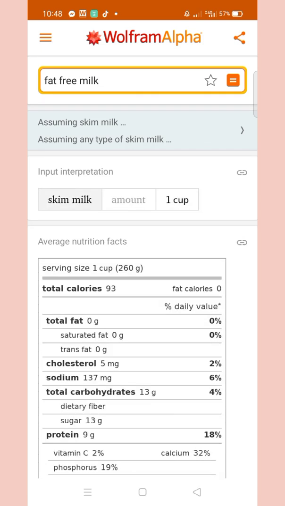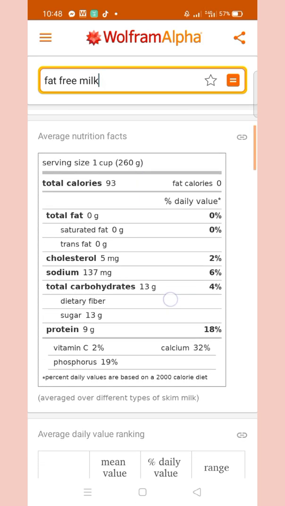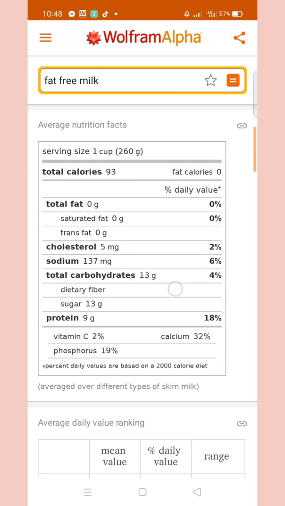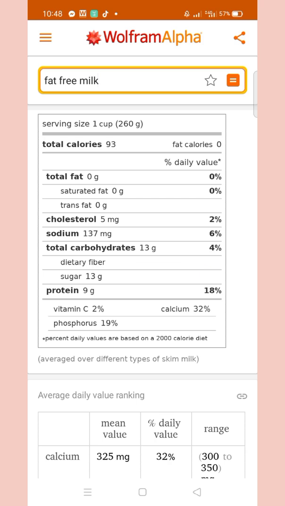So here are the results. Assuming skim milk, 1 cup. Serving size 1 cup, 260 grams. Total calories 93. Fat calories 0. Percentage daily value. Total fat 0 grams, 0%.